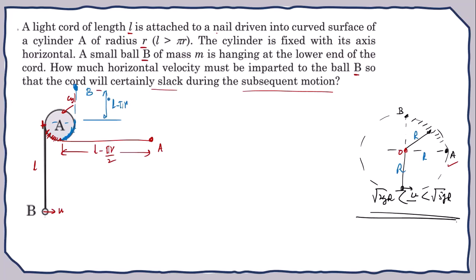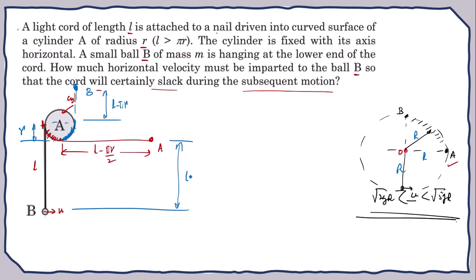Now I want to calculate the velocity at point A. In order to move the particle up to point A, it gains potential energy from this point to this point. Let us say this is the change in height. So what is this potential energy gain? That is equal to mg into L minus r. Why? Because this is the r distance.